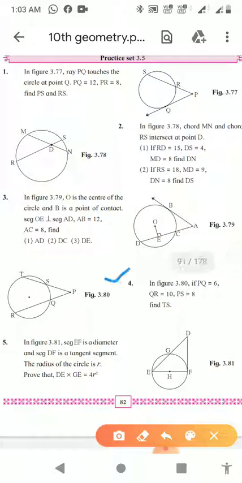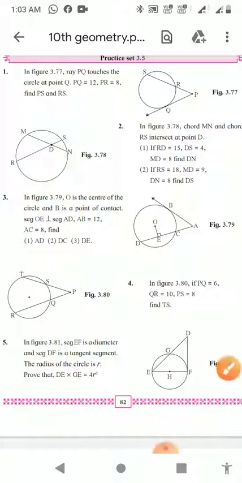In question number 4, a diagram is given. PQ is 6 units, QR is 10 units, and PS is 8 units. It is given that we have to find out the value of TS. Now if we see this diagram, I will first draw it and we will discuss.